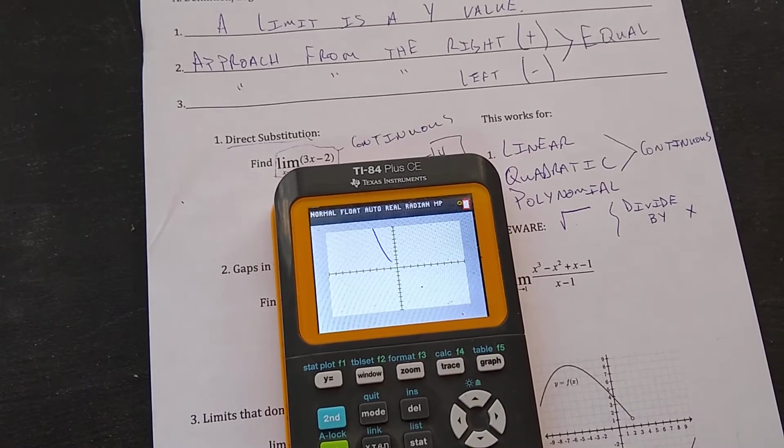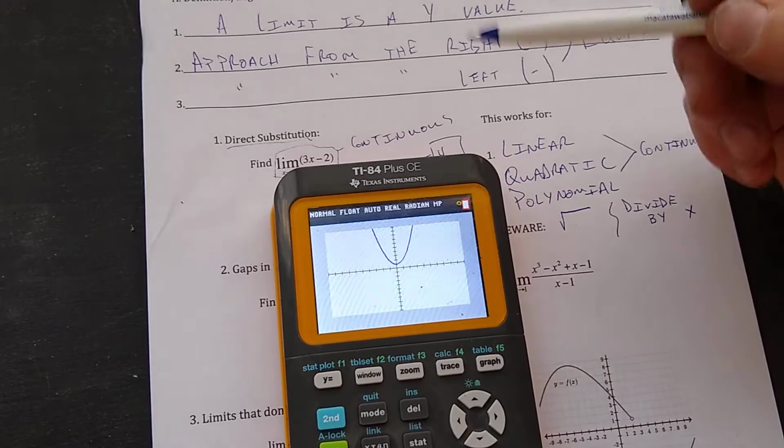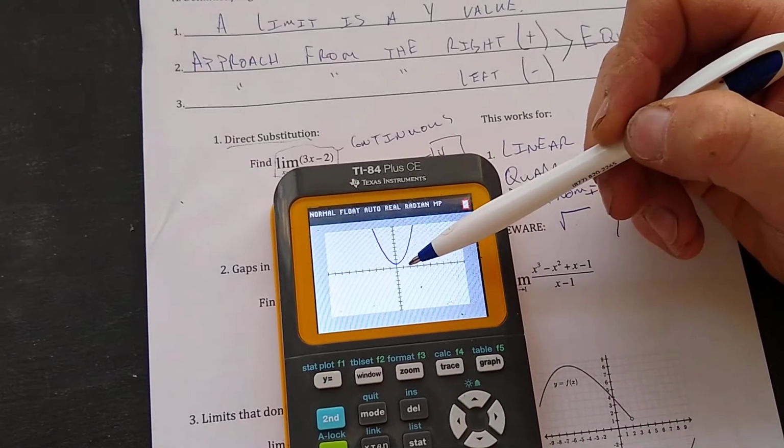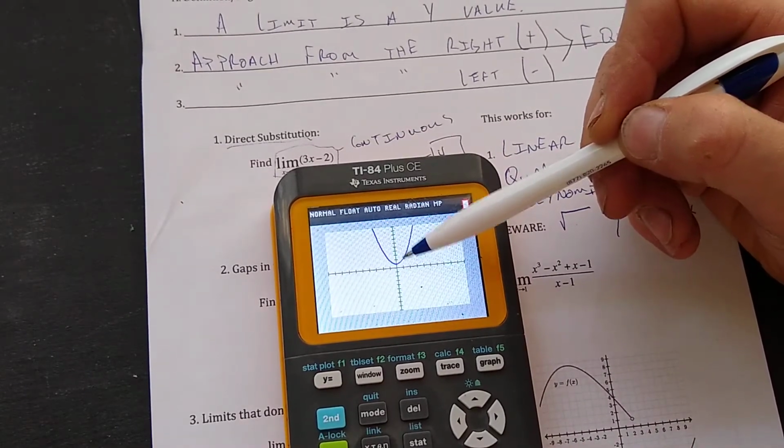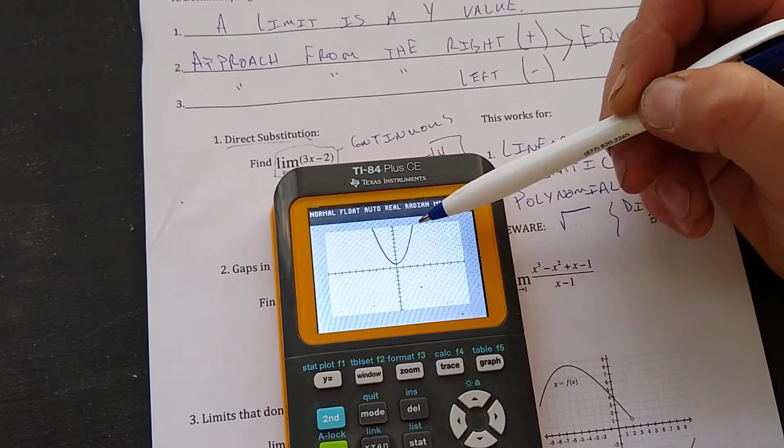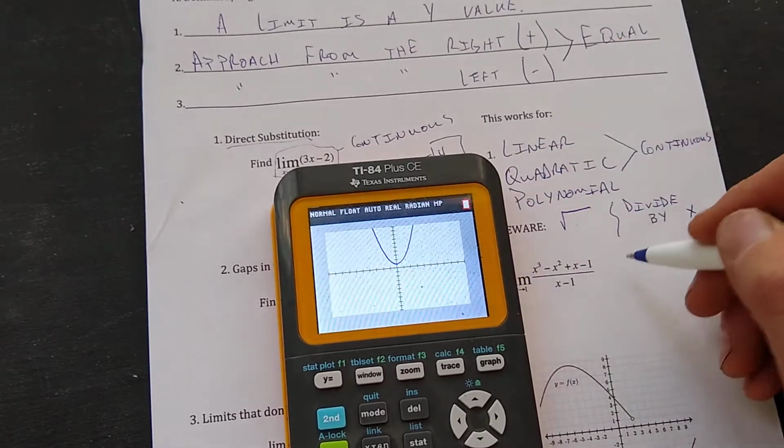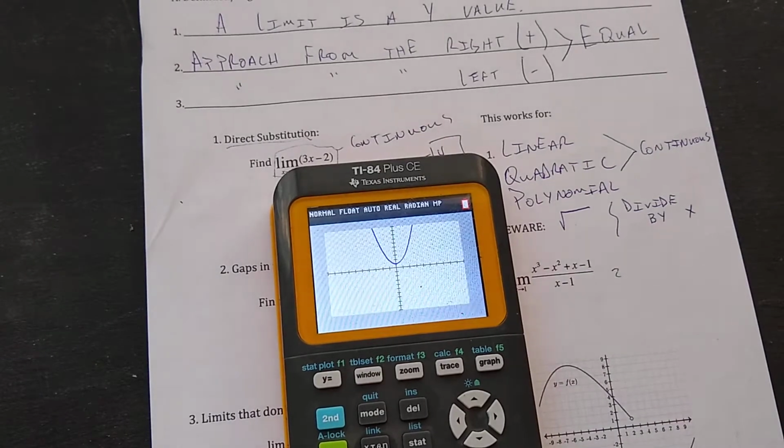And the calculator's got to think about it. Okay, so let's take a look. As we're approaching 1, it looks like we're approaching 2. So I'm going to approach it from the left and get 2. Approach it from the right, looks like 2. So before we just slap down 2, let's take a look at the table.